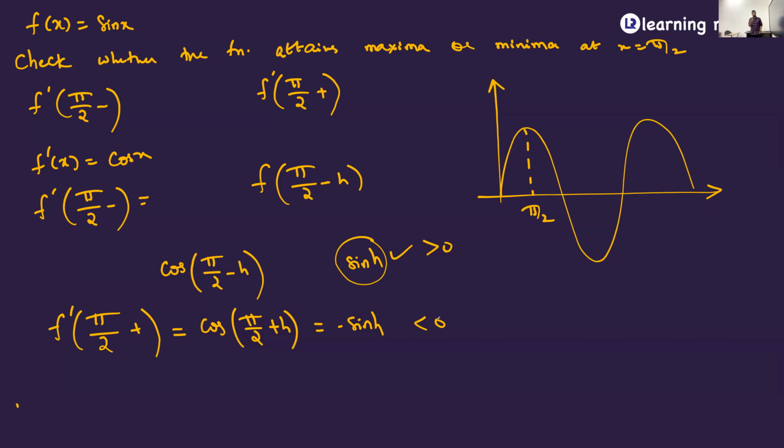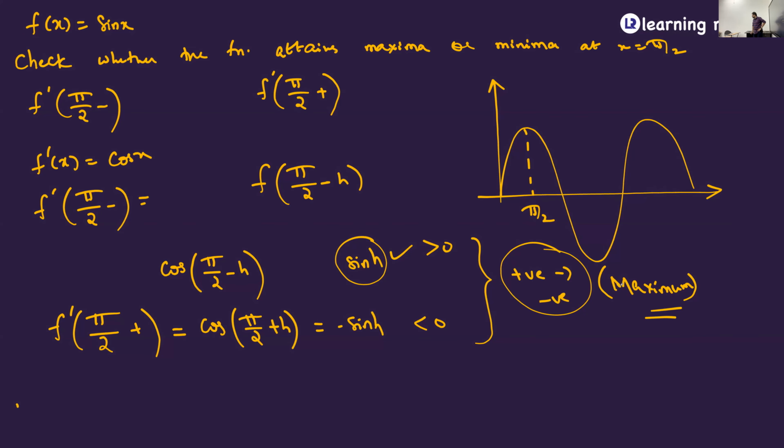Because what are we doing? We are just checking on the left of it. On the left of it, it is having positive value. On the right of it, it is having negative value. Check what happens when the sign changes from positive to negative. That's why it is maximum. Are you able to understand? Since the sign of f dash changes from positive to negative, the function is said to attain maximum. Okay, you can make a note of this.